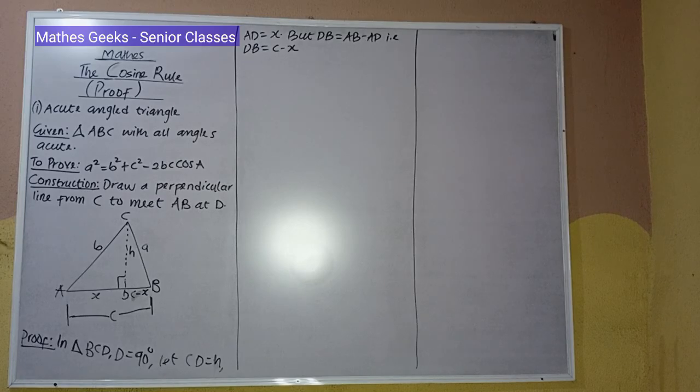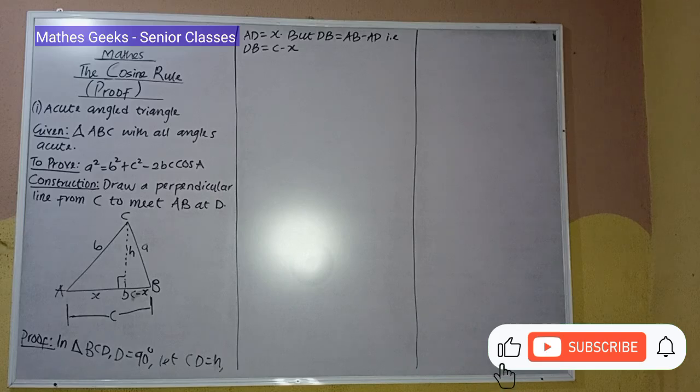The cosine rule. Proof. Acute angle triangle. Given triangle ABC with all angles acute, to prove that a squared is equal to b squared plus c squared minus 2bc cos A. Construction.